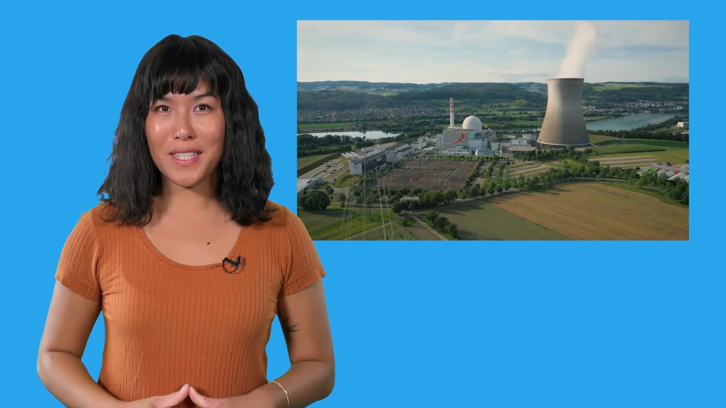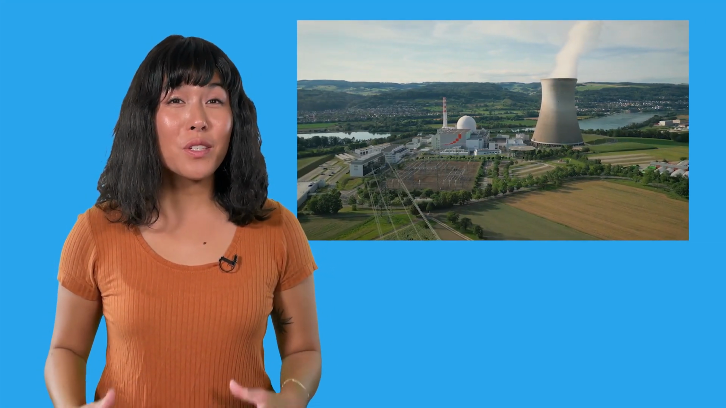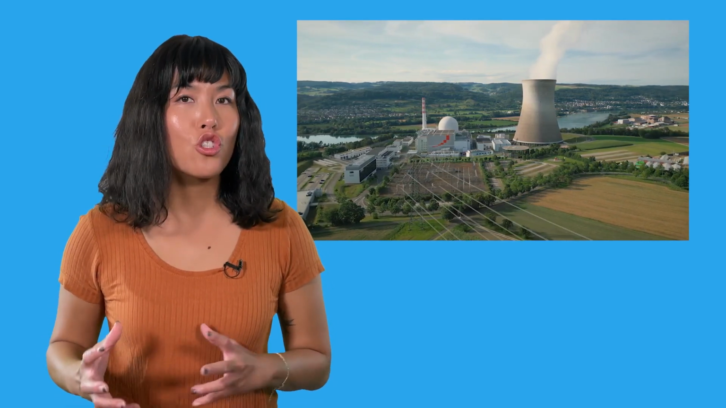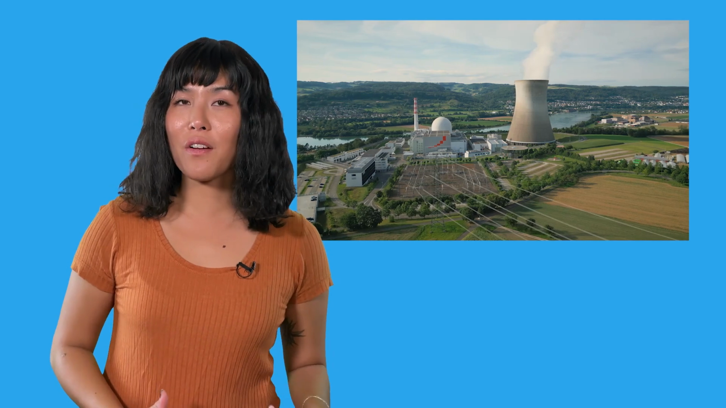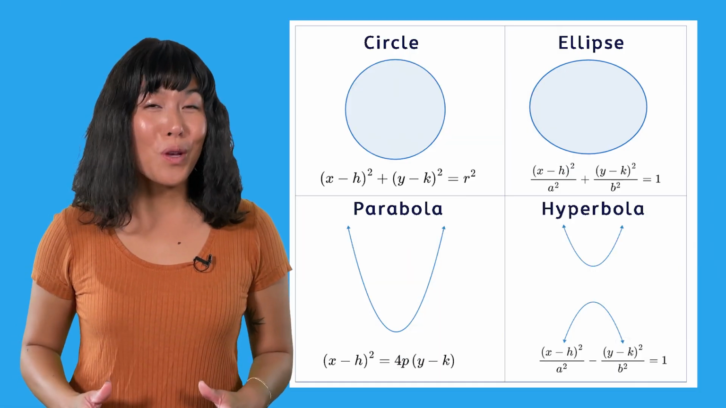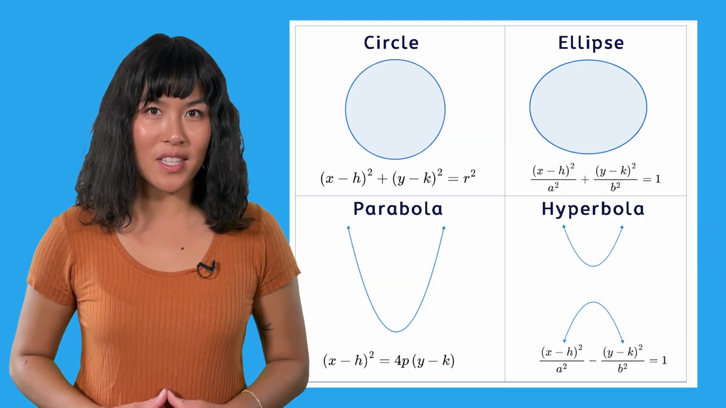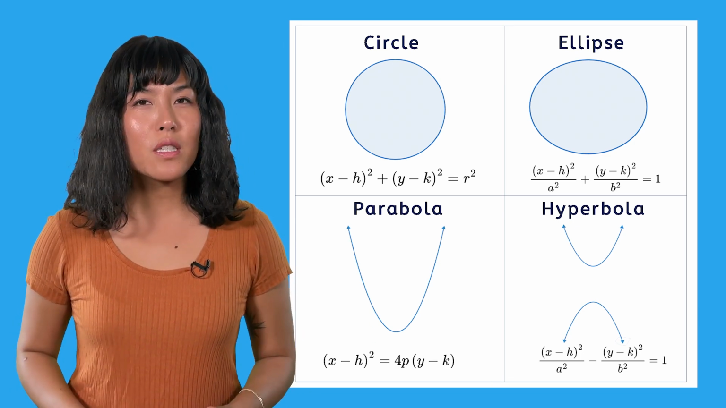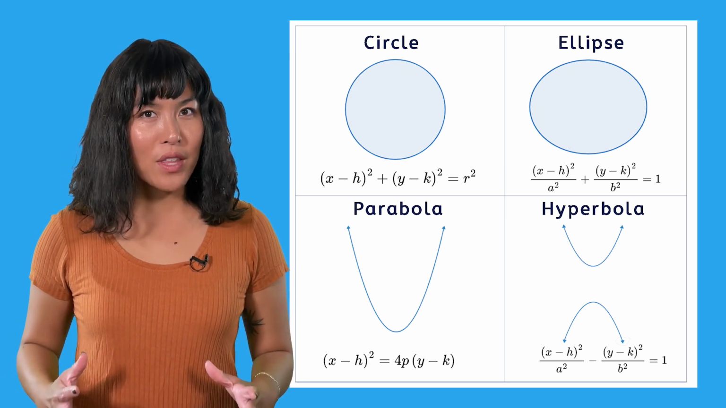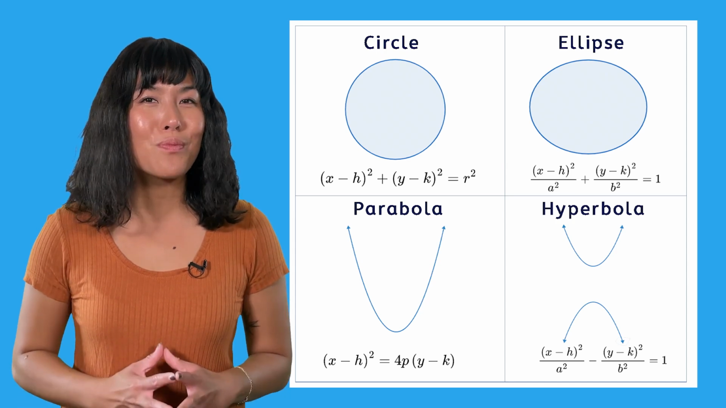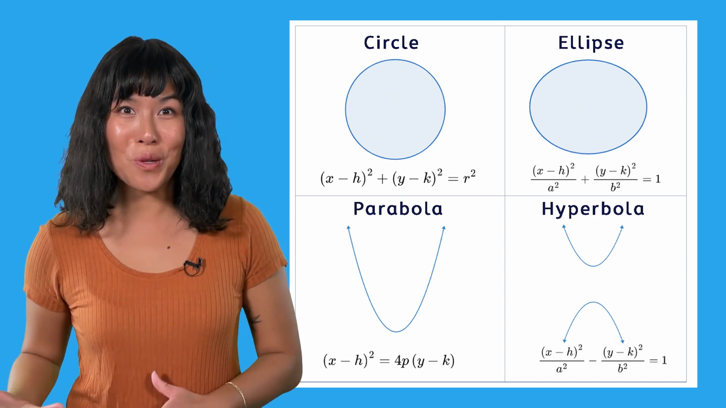And as for cooling towers, their hyperbolic shape is not just for aesthetics. It serves several important engineering purposes. It provides structural strength, promotes efficient airflow, reduces material usage, and enhances thermal performance. In this unit, we will take a closer look at each of these conic sections, developing an understanding of their definitions and properties. We will explore their unique equations and how they are represented in the coordinate plane, which allows us to take advantage of these properties and apply them in the real world.